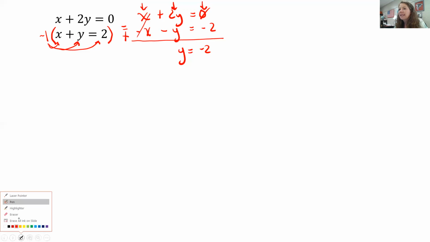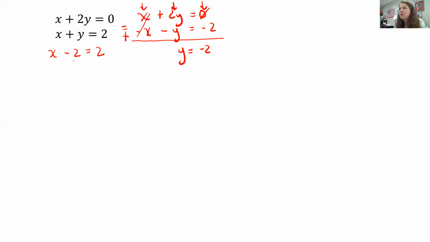So now I'm going to plug that in. I'm going to go ahead and use my second equation again. If y is -2, I have x minus 2 equals 2. So to solve for x, I'm going to add 2 to both sides. So I get that x is 4. So that means my answer would be 4, -2. So let's plug it into the top equation, make sure it's correct. 4 for x, 4. And then 2 times -2 is -4. Equals 0, and that's true. So I know my answer right there is correct, 4, -2.